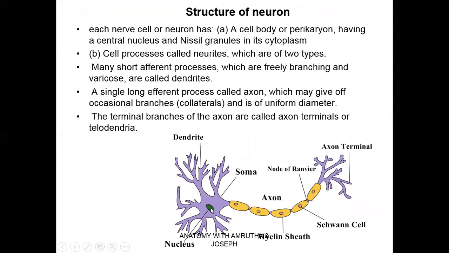The neuron has a cell body called soma, and cell processes, which can be axon or dendrites. The cell body is called the perikaryon, having the nucleus and Nissl granules in the cytoplasm. Cell processes are called neurites. There are short dendrites and a long axon. The axon has branches occasionally, is of uniform diameter, and is long compared to the dendrites. The end of the axon is called the axon terminal or telodendria.